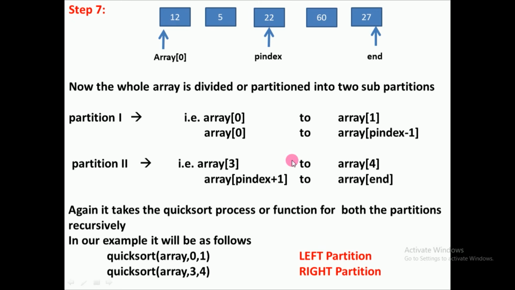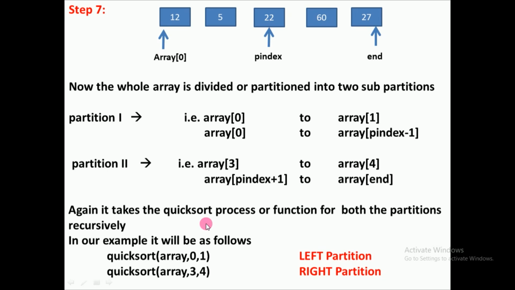Partition 1 is from array 0 to array 1, that is 12 and 5. Array 0 to array P index minus 1. And partition 2 is from P index plus 1. P index is equal to 2, so it is array of 3 to array of 4. Array of P index plus 1 to array of end.